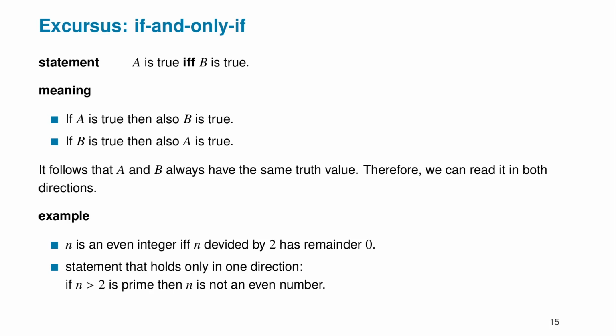But if n is not an even number, or if n is an odd number, then we cannot conclude in the other direction that n is prime. So this statement only holds in one direction. If n is larger than 2 and it's prime, then we can conclude that it's an odd number. And in the other direction, this is not true. But in the following, we will often see this if and only if on the level where we describe the semantics, and also for comparing formulas and stating properties following from the semantics.